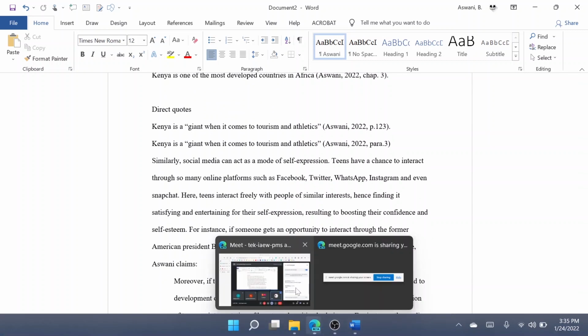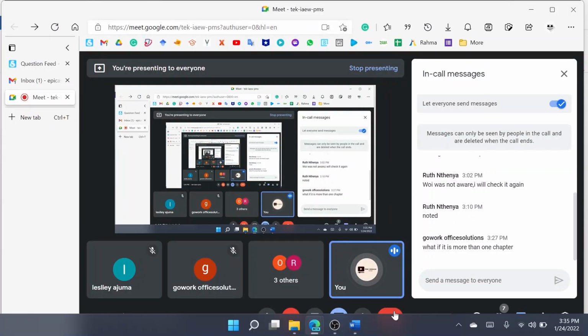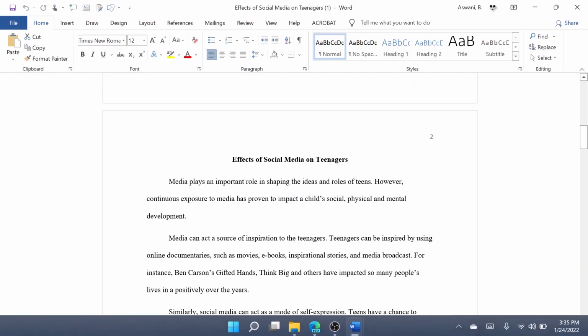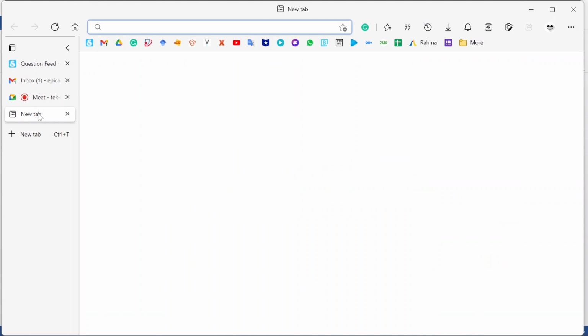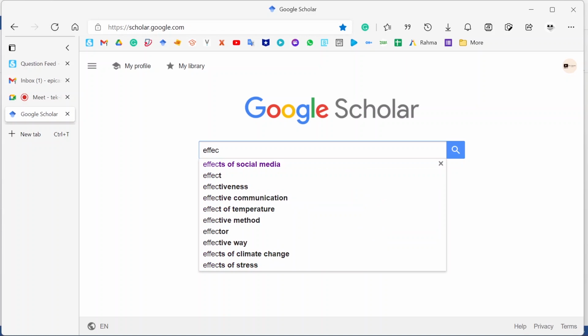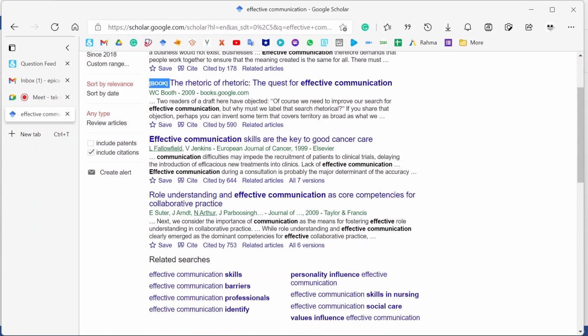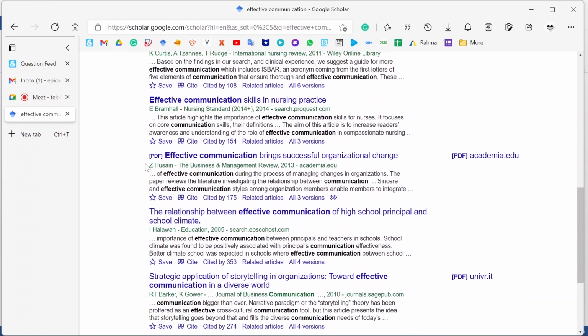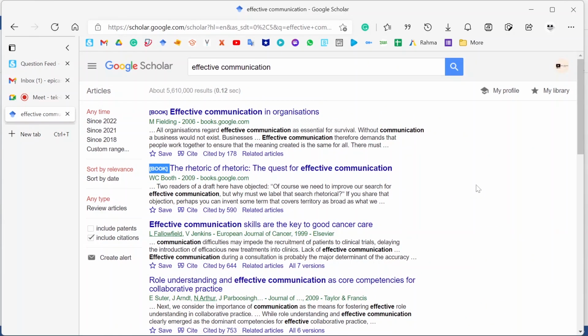So let me see if there's another question. Yeah, so just please only use page numbers if something is a book. And it's very easy to know. When you are on Google Scholar, you can know if something is a book. Let's say effective communication. You can see this is a book. They are just telling it's a book. Okay, this is also a book. Google Scholar will tell you if something is a book. The others are just articles, so you can see if it's a book or not.